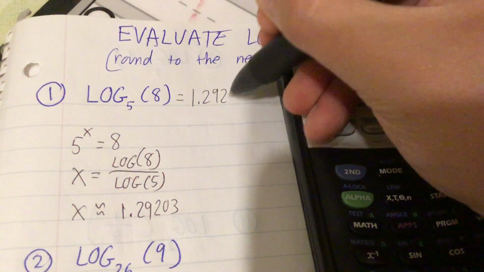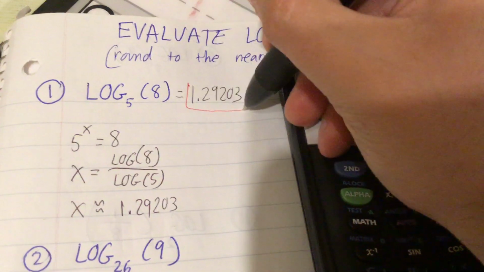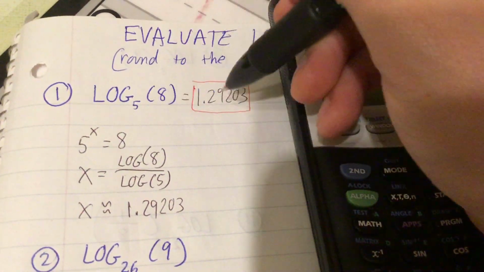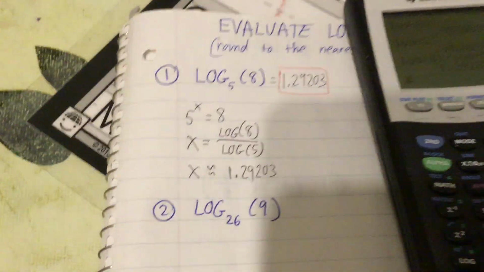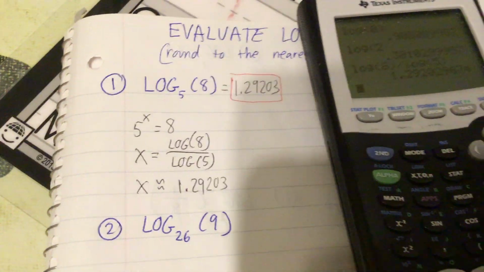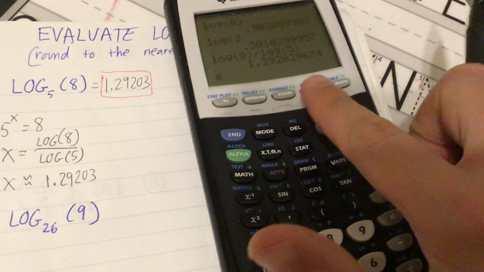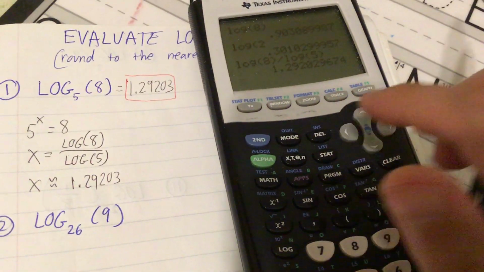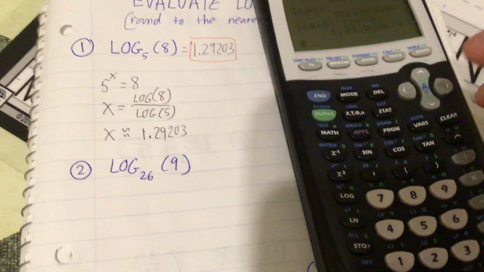Okay, I'm just going to box that part. So what this means is 5 to the 1.29203 power is 8. So although you're a human and you try to figure out logic, your calculator, you just tell your calculator, like, you do you, man, whatever works, and it does. So in a way, I appreciate its quirks. So let's take a look at number 2.